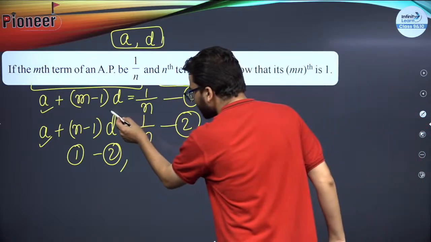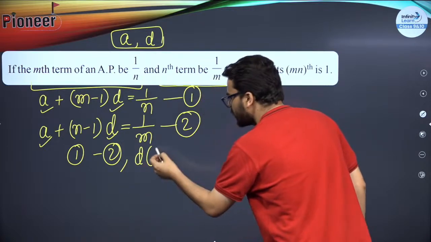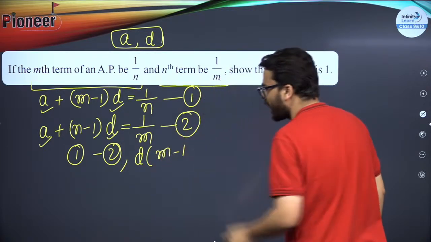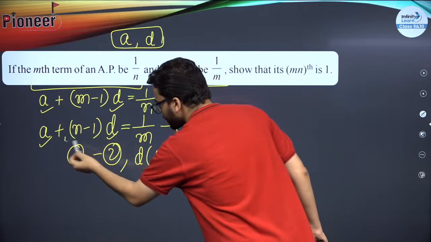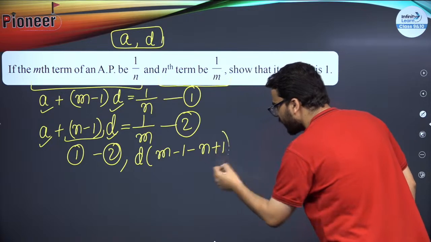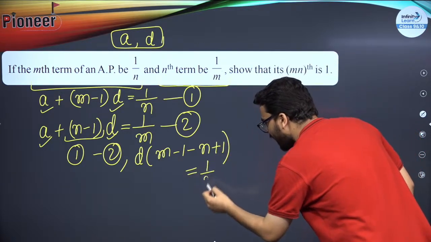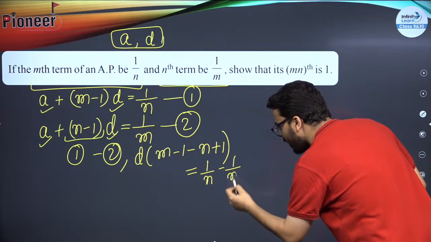And you see you have got this D and this D. We can take it as common, guys. So, therefore, you will get m minus 1 and we are subtracting. So, therefore, the sign will change over here, guys. So, minus n plus 1. Correct? And that will be equal to what? That will be 1 by n minus 1 by m over here.